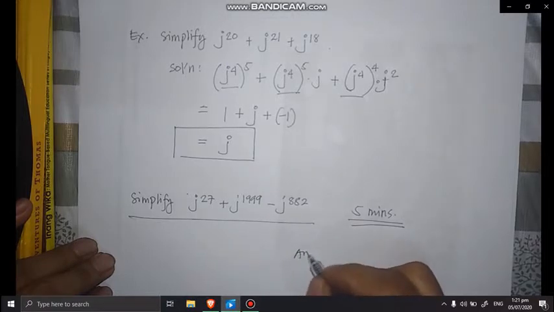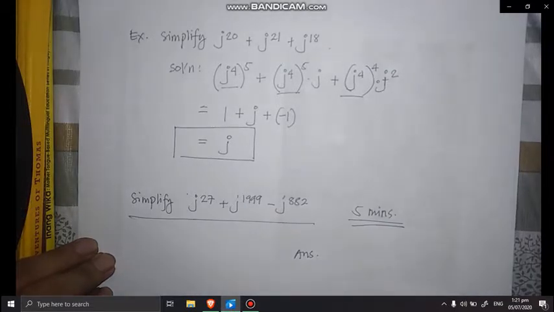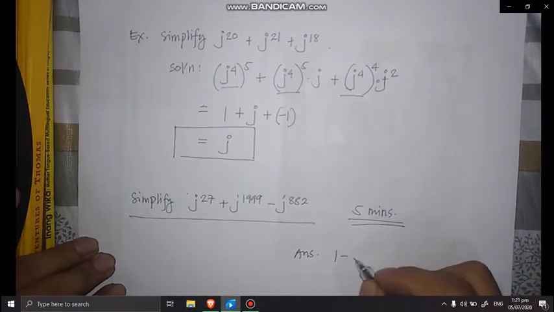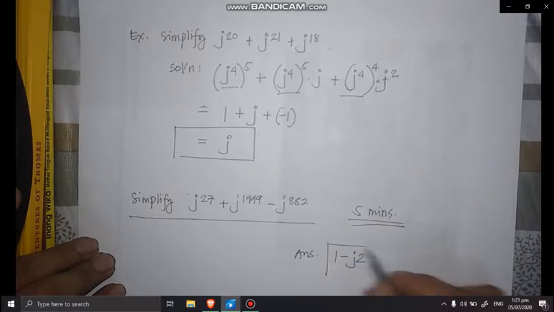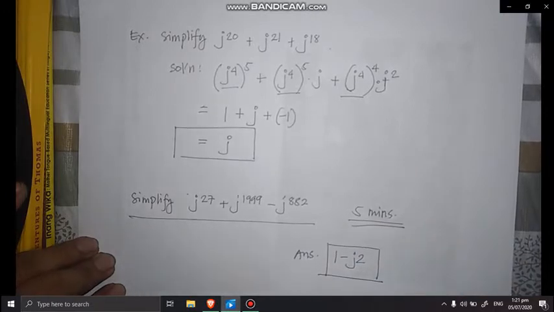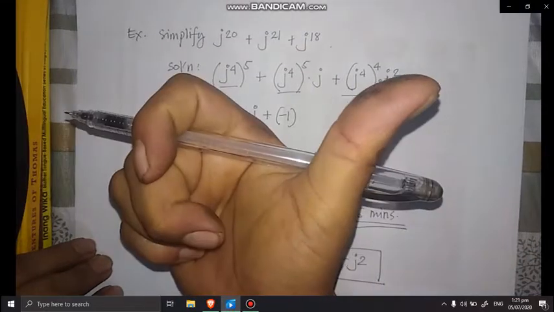Well, that's good. Make sure you have solved the problem. Your final answer would be J minus J squared, where J squared is -1, so you read that as 1 minus J2. Did you get it right?